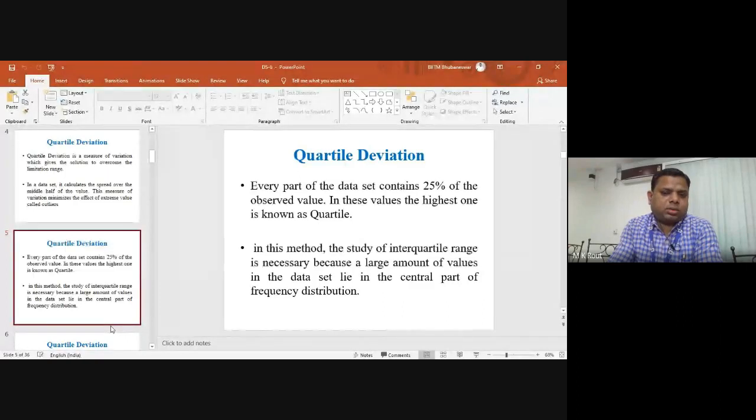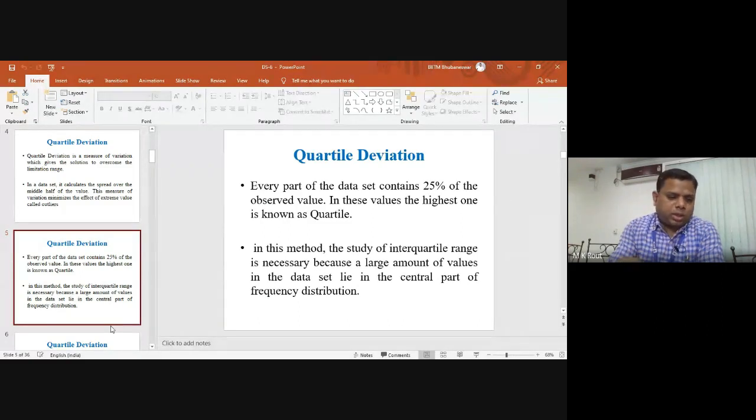In the calculation of quartile deviation, the study of the inter-quartile range is very necessary, so before solving, you have to calculate it. The inter-quartile range is calculated because a large amount of the values in the data set lie in the central part of the frequency distribution. That's why, before solving the quartile deviation, you have to calculate the inter-quartile range.